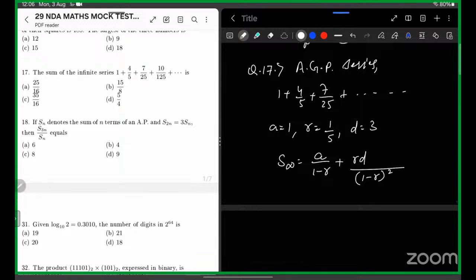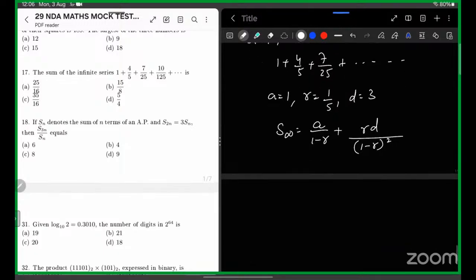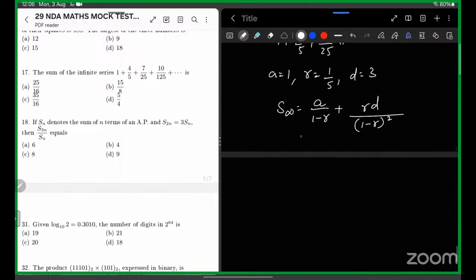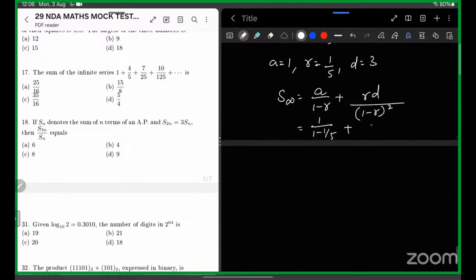This term will not be only this much. rd upon 1 minus r square. That's all. Let's put the values. A value is 1. 1 minus r value is 1 by 5 plus 1 in no r into d. It is 3 into 1 by 5.